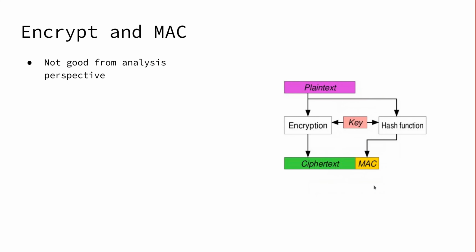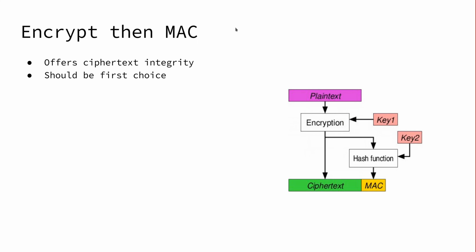Encrypt and MAC, well, that is used across some systems with some tweaks. Engineers like it. People coming from theory don't like it because security proofs are a bit bogus in that aspect. So this one you also shouldn't use. What you should use is an encrypt then MAC scheme that is depicted here.